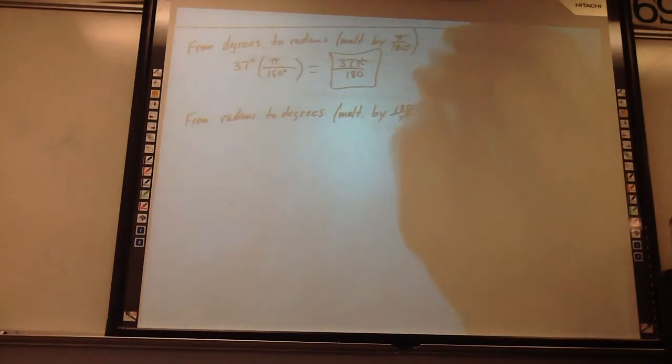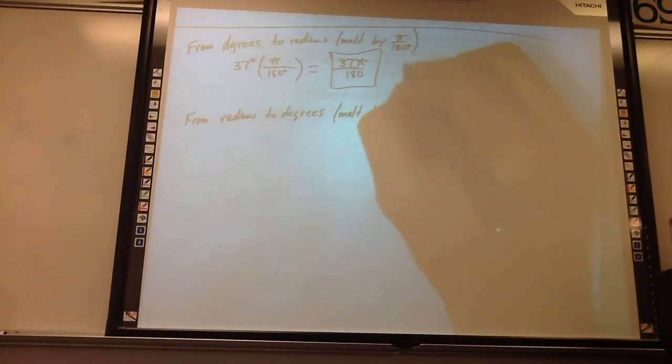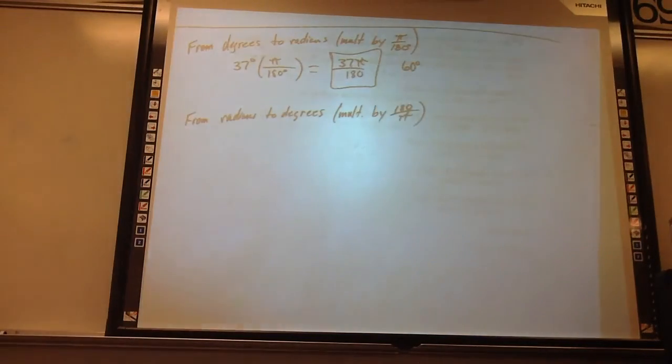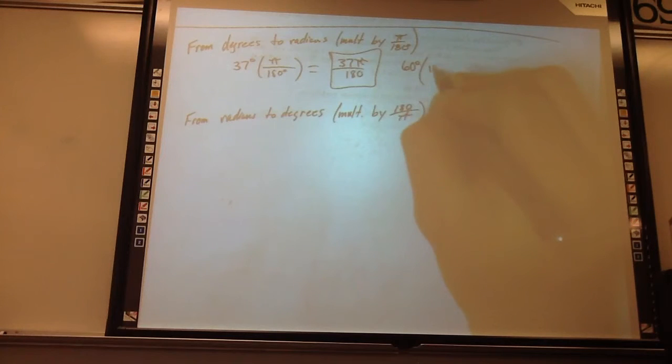Picking a different one, like 60 degrees, convert that to radians. Multiply by pi over 180. That's 60 pi over 180, which reduces to one third, so pi over 3.